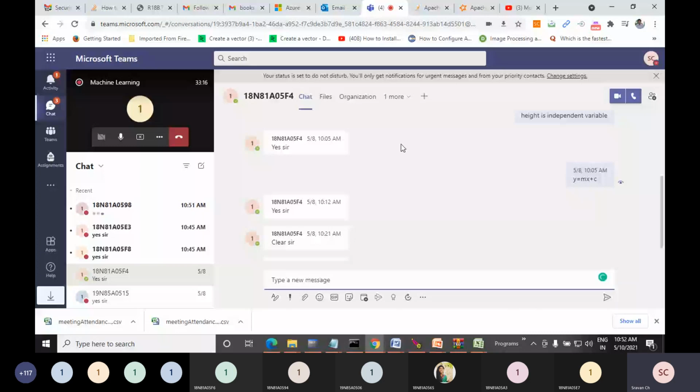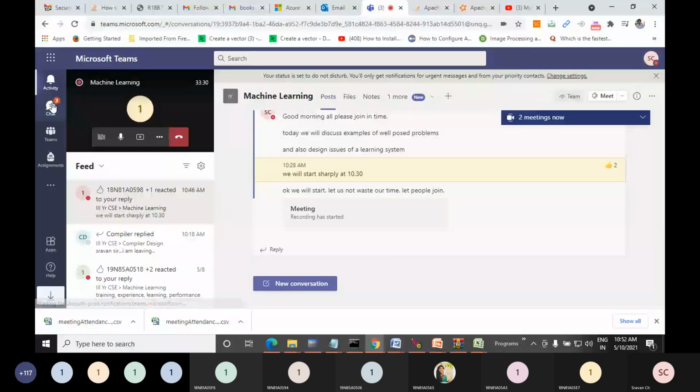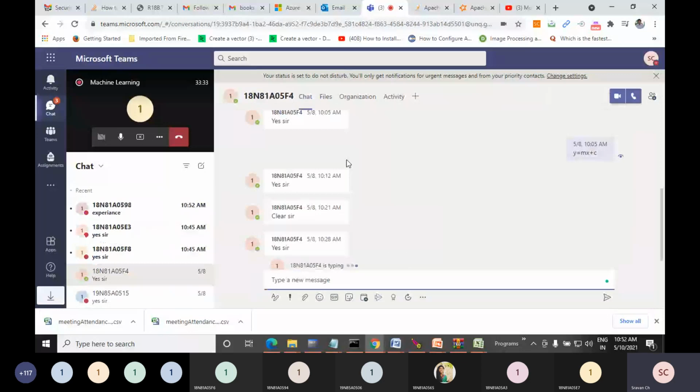Everyone should respond. Everyone should understand the concept. It comes under experience. Okay. How many people think that road data comes under experience? Then what is training? If road data is experience, then what is training?